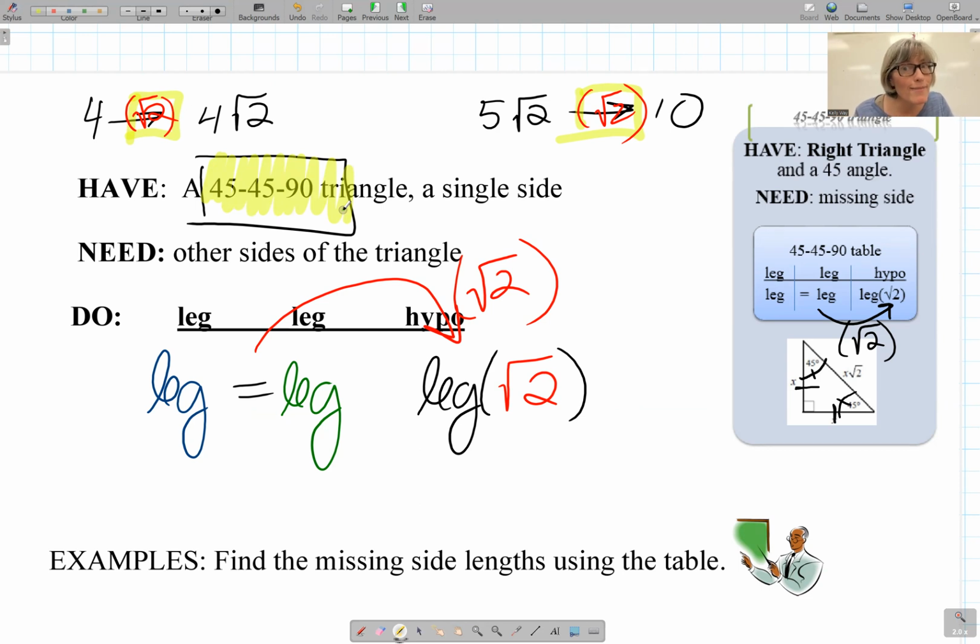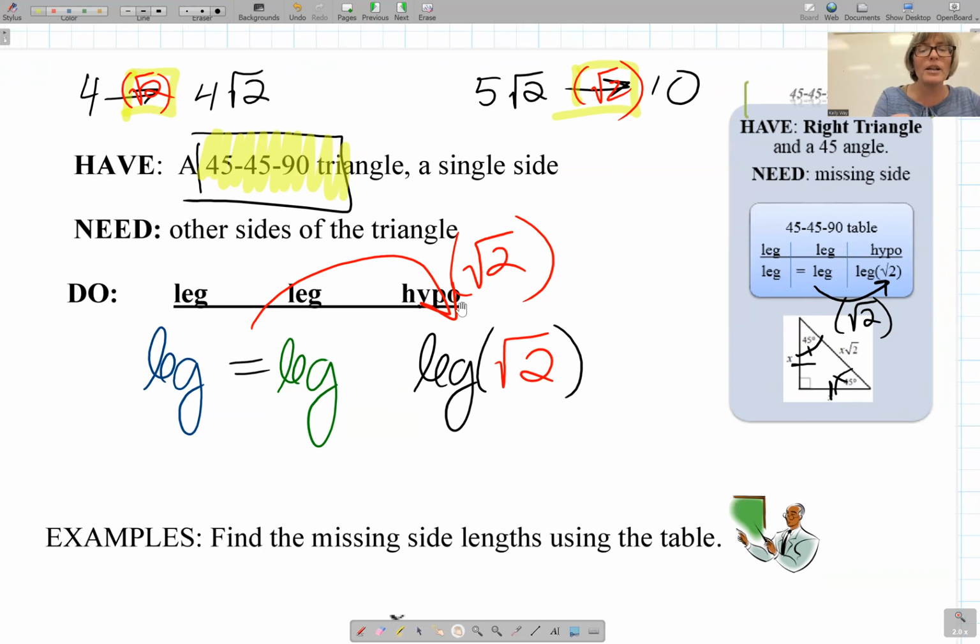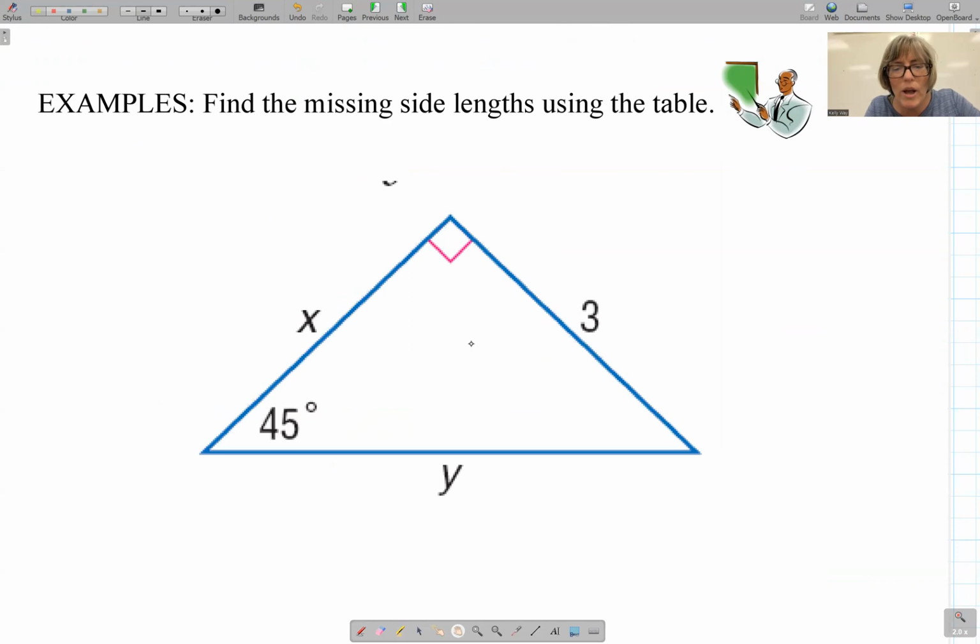Get ready to chant. 45, 45, 90. Leg, leg, leg, root 2. Again, 45, 45, 90. Leg, leg, leg, root 2. One more time. 45, 45, 90. Leg, leg, leg, root 2. Let's use this shortcut to make it so much easier.